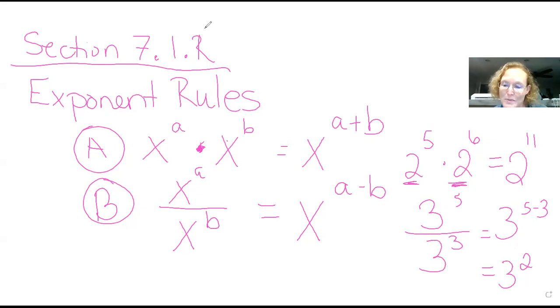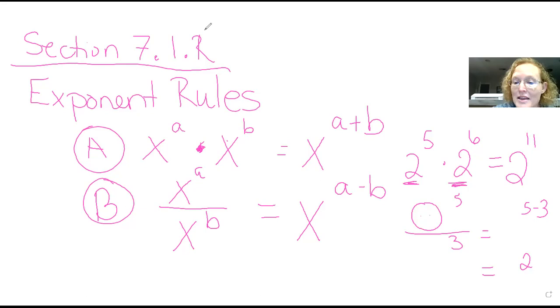Now, what it doesn't have to be is a number. Like I had an X there. Now we can get really creative, and kind of silly, but this may help you remember it. It can be anything. Like I could have smiley face raised to the 5th power divided by smiley face raised to the 3rd power, and those are the same thing. So that's going to be smiley face to the 5 minus 3, or smiley face squared.